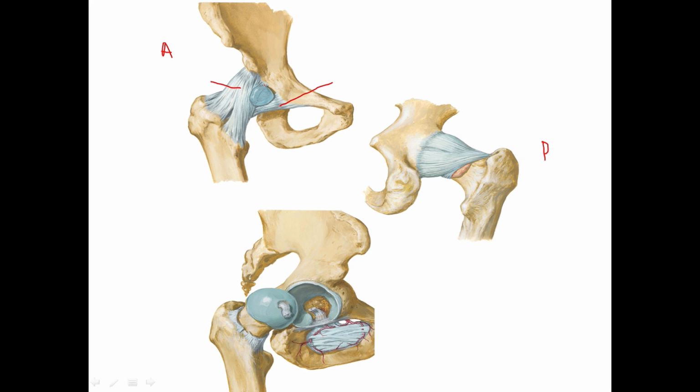This bursa is the iliopectineal bursa. In the posterior view, we can see the ischium bone here. So from the ischium to the femur, we call that ischiofemoral ligament.